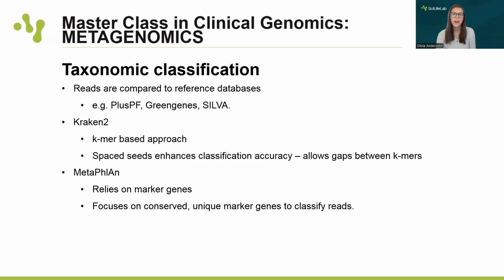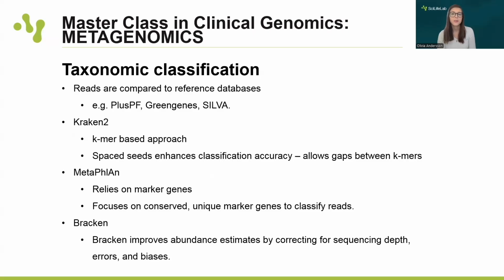And once the reads have been aligned to the reference databases, they are assigned their taxonomic labels based on their best match. And in addition to taxonomic assignment, the relative abundance of each identified taxon can be estimated by counting the number of reads assigned to each taxonomic group.